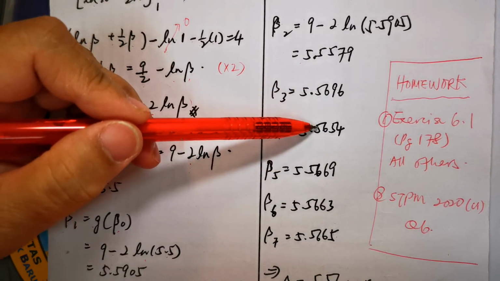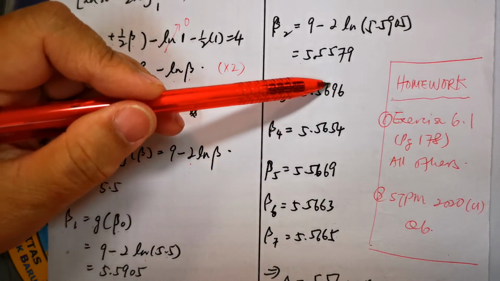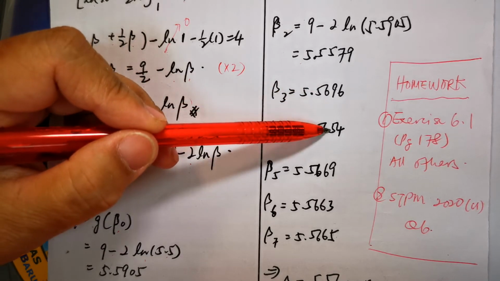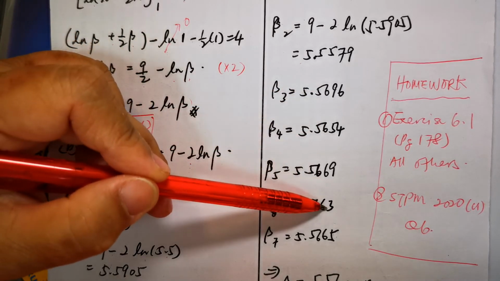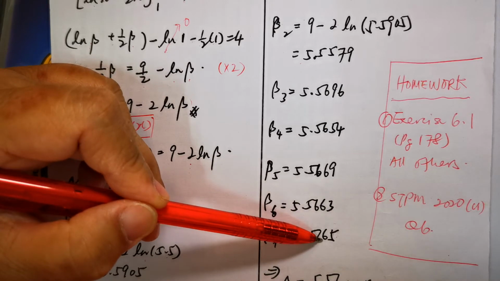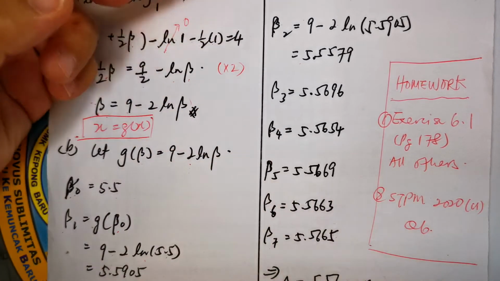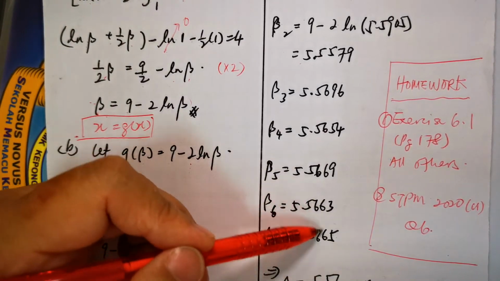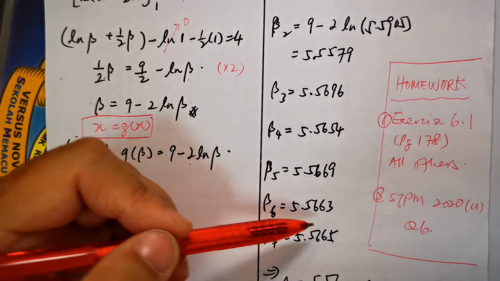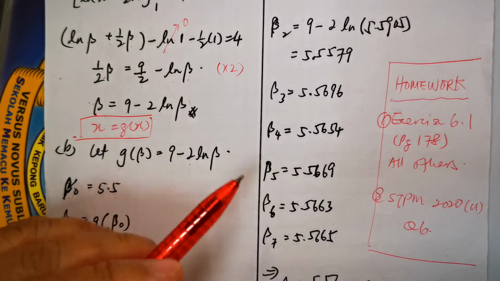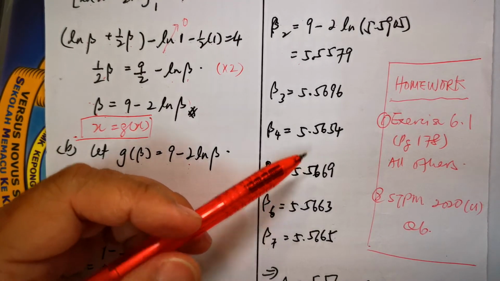All very close already, but it's like swinging. This one increases, decreases, increases, decreases a little bit, then increases back a little bit. So you see that I calculate until beta 7. Yet I cannot get 2 consecutive same. So in this case, actually we can stop.